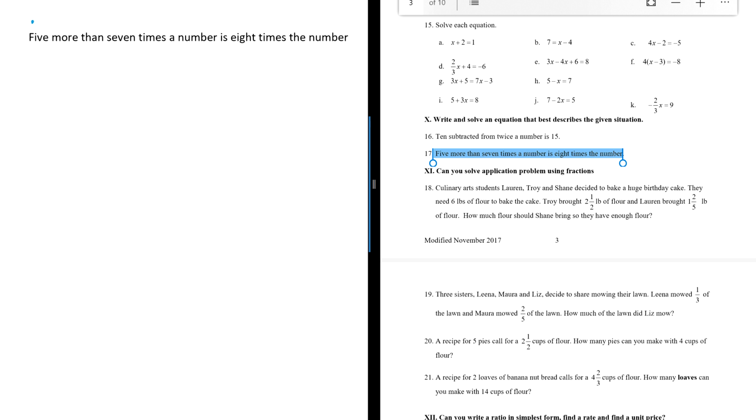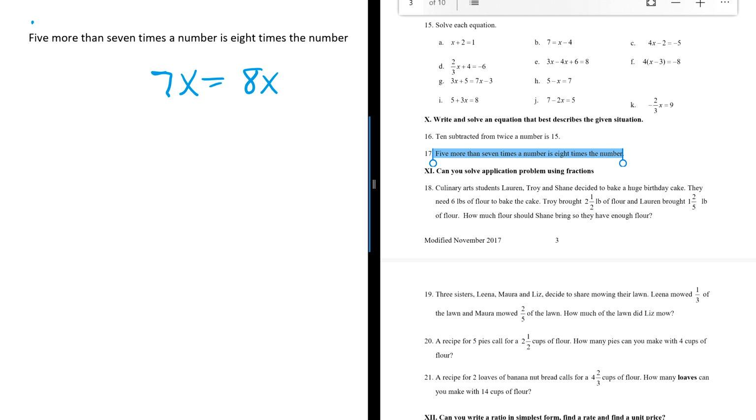Here's the second one, or number 17. 5 more than 7 times the number is 8 times the number. All right, so where am I going to start here? A number here, 7 times a number. I know that "is" equals 8 times the number. So that would be the number and 8 times the number. And this beginning part, 5 more than 7 times the number.